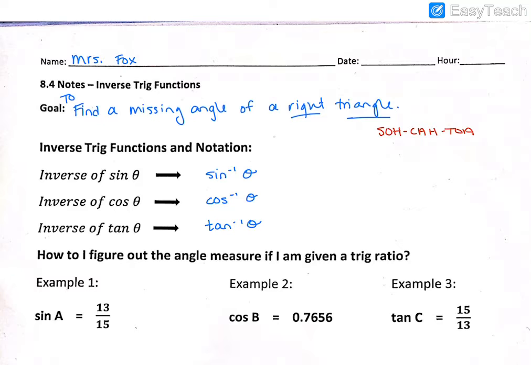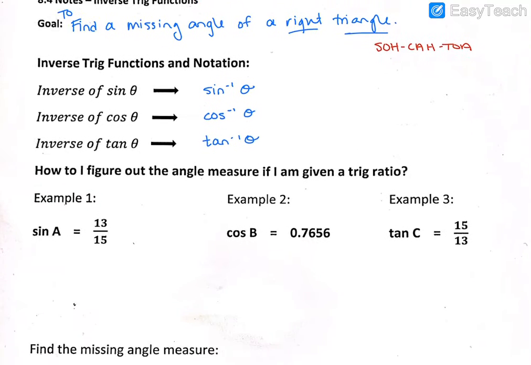So on your calculator, you're actually going to hit the second button and sine in order to get to this inverse sine button. For inverse of cosine, you're going to hit the second and then the cosine button. You'll notice right above it, it has what looks like cosine inverse. So to use that, you have to hit that second button.